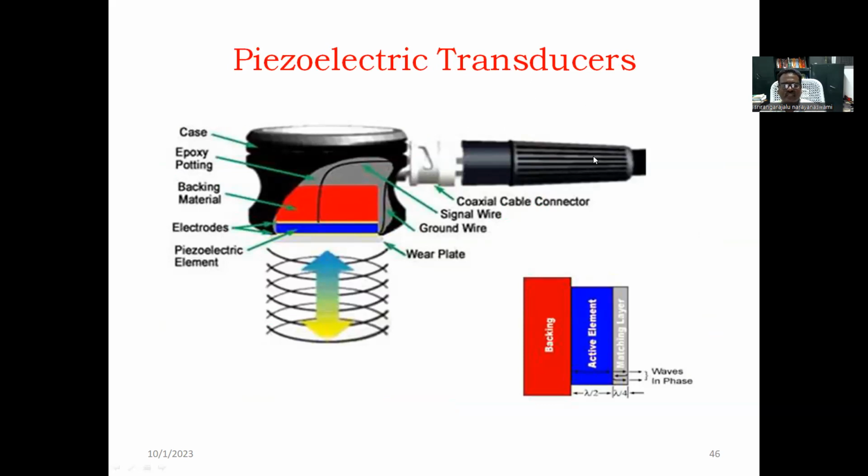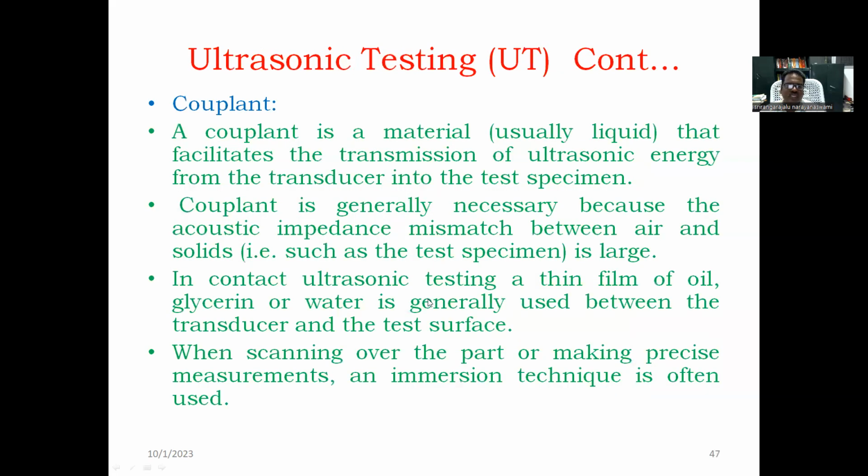This is the piezoelectric transducer. Here we have a casing, epoxy potting, backing material, the electrodes, piezoelectric element, wear plate, ground wire, signal wire, and coaxial cable connector. Here we have backing, active element, magnetic energy, and waves in phase and all those things. Based on that, we can find out the defect.